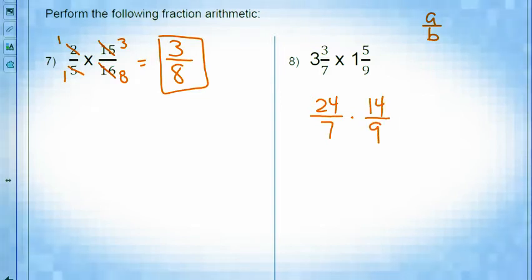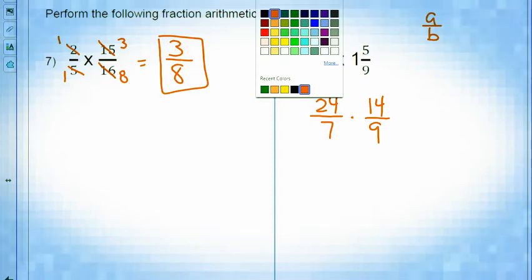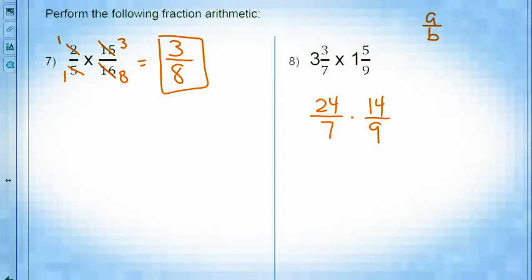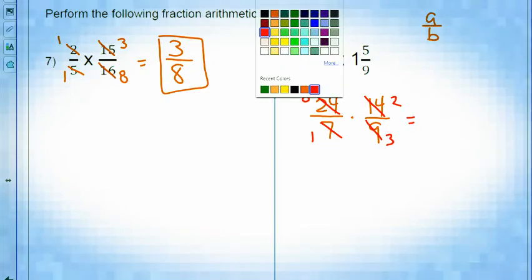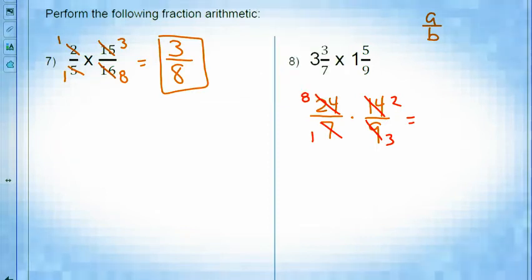Now I'm going to cross-reduce because cross-reducing is your friend, right? 7 divided by 7 is 1. 14 divided by 7 is 2. 9 and 24 can both be divided by 3. 24 divided by 3 is 8. 9 divided by 3 is 3. And now I'm going to get 8 times 2 is 16. 1 times 3 is 3. And that's an ugly, ugly improper fraction.